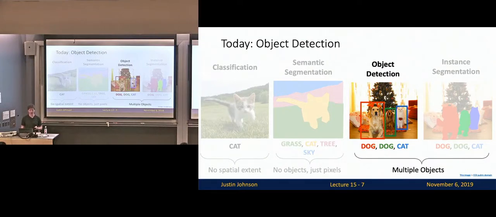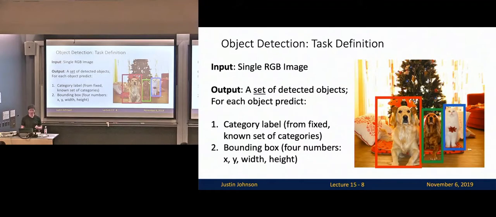So what is object detection? Object detection is a task where we're going to input a single RGB image, and the output is going to be a set of detected objects. For each object in the scene, we want our model to identify all of the interesting objects in the scene. For each of the objects that we detect, we're going to output several things. One is a category label, giving the category of the detected object. And the other is a bounding box, giving the spatial extent of that object in the image.